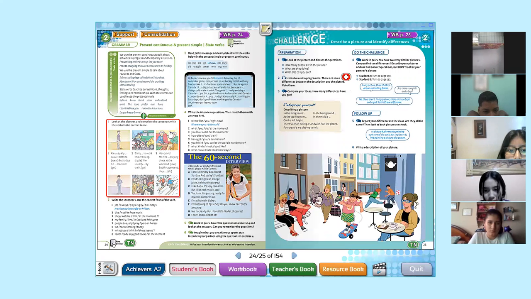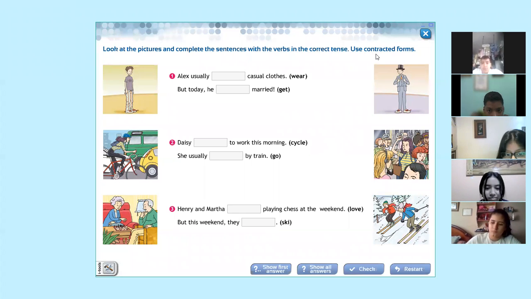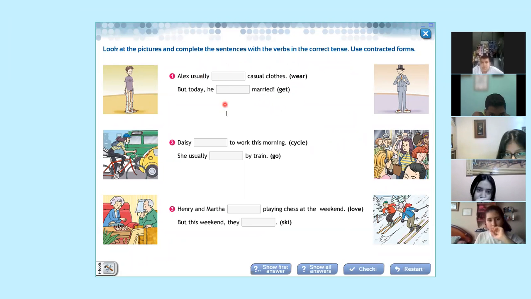Okay. So we have activity number 1. In activity number 1, what you are going to do, Eduardo Mujica, read please. Look at the verbs and complete the sentences with verbs in the correct tense. Use contracted forms. In the parentheses, you have the verbs. Pay attention to the expressions, and you are going to use present simple or present continuous.